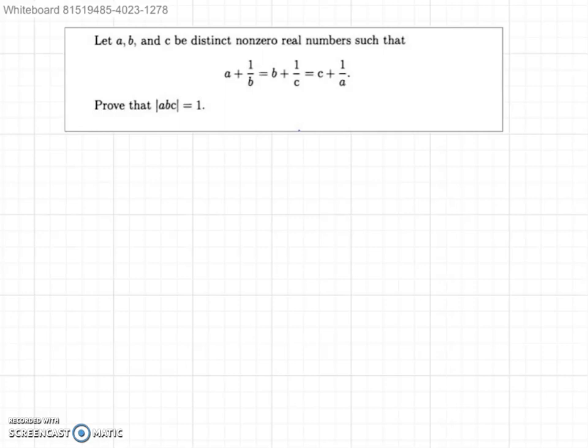Okay, so it seems a little difficult to actually find what the exact values of a, b, and c could be. So instead, we'll attempt to do some algebraic manipulations to extract the value of the absolute value of abc.